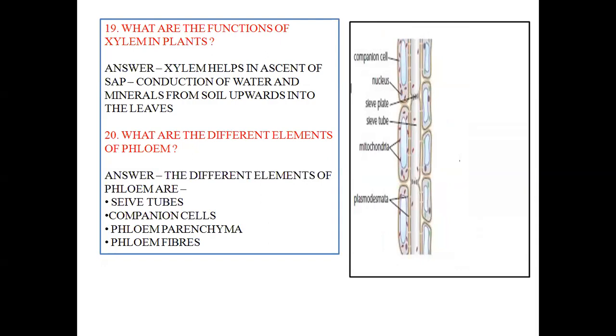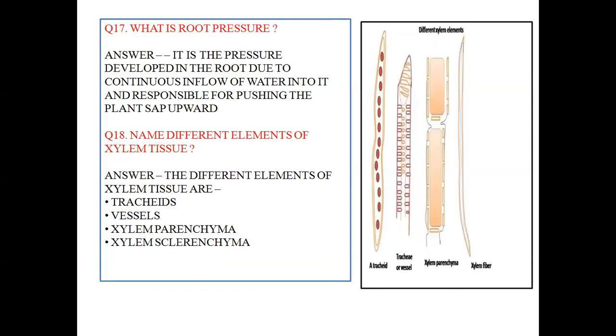Next, what are the different elements of phloem? Now, in case of xylem, I am just moving on to the last slide, which I have already shown, that in case of xylem, all the vessels which were present over here, that is tracheids, vessels, and xylem parenchyma, all were dead, except the xylem parenchyma, which is the only living tissue.